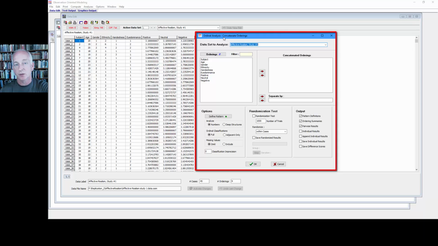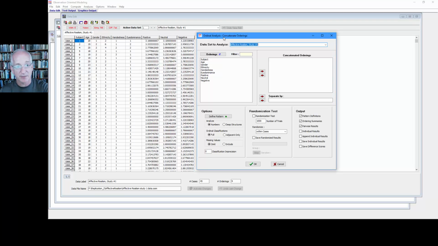Let's see how we can use the ordinal analysis concatenated orderings procedure for more complex study designs that involve 3 or more orderings. If we look at the affective realism data, for example, the researchers were interested in these positive, neutral, and negative image ratings. They specifically predicted that the positive ratings would be higher than the neutral ratings, which would then be higher than the negative ratings. So we have a nice ordinal prediction there: positive, greater than neutral, greater than negative. And we can use this analysis to test that pattern to see how well it fits the data.